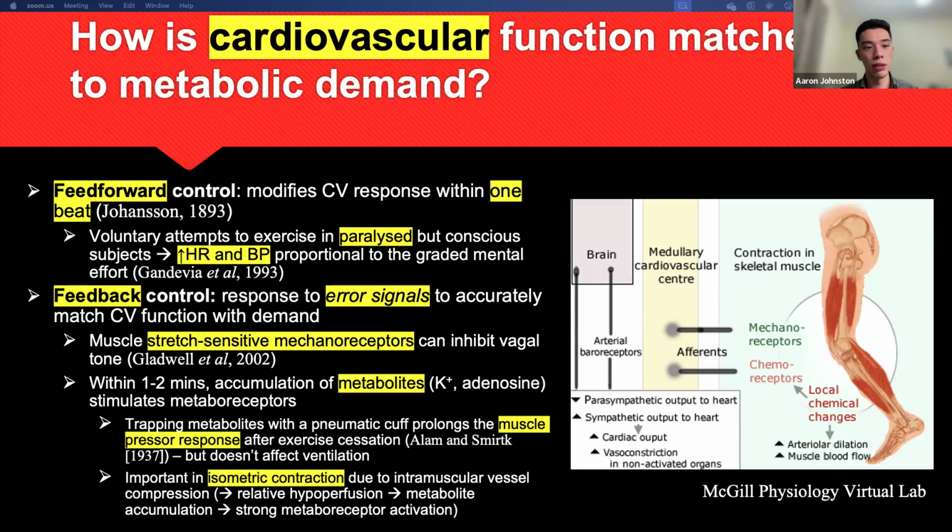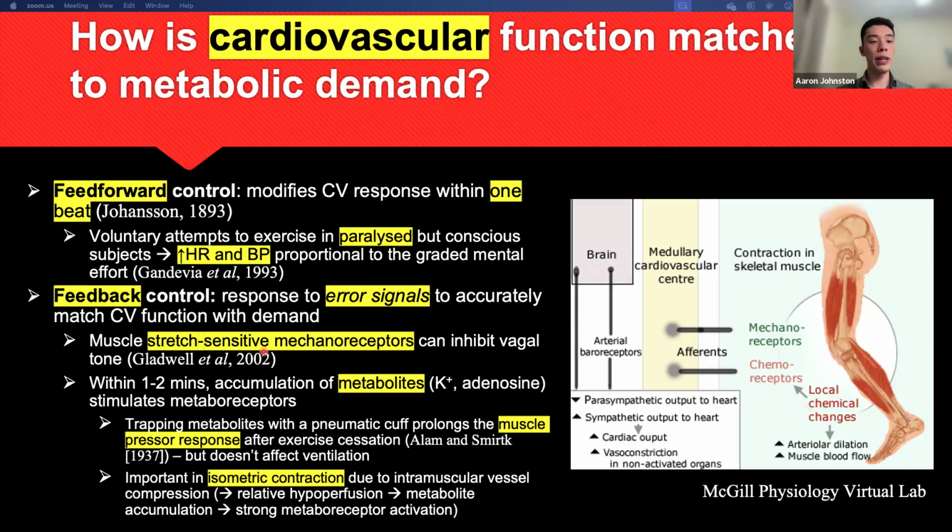So there wasn't an actual increase in metabolic demand. Their heart rate and their blood pressure increased proportional to the graded mental effort. So if they were told to exercise moderately, vigorously, their heart rate and blood pressure response would increase proportionally to what they thought they were doing, even though, of course, there wasn't actually an increase in metabolic demand. So this raises the idea that there might be feed-forward control in that you don't need an error signal actually to increase your heart rate and blood pressure.